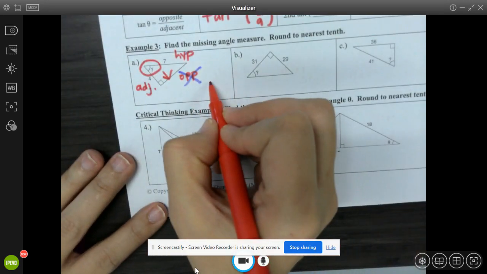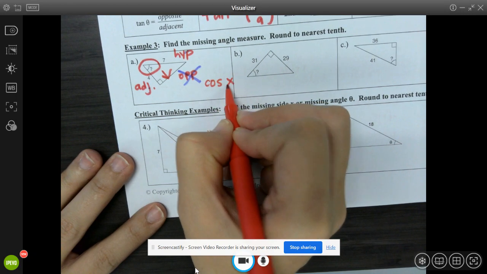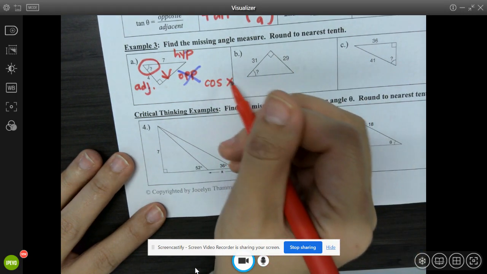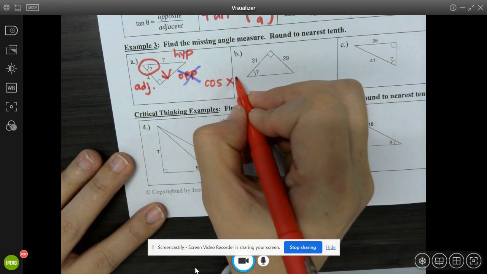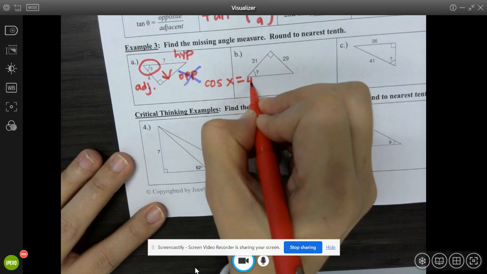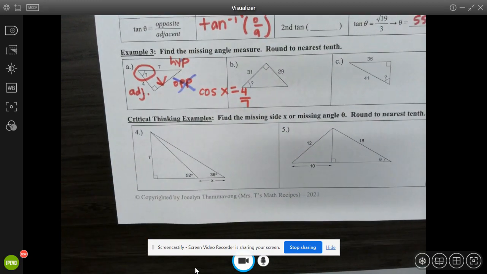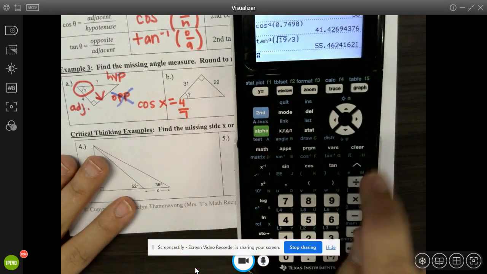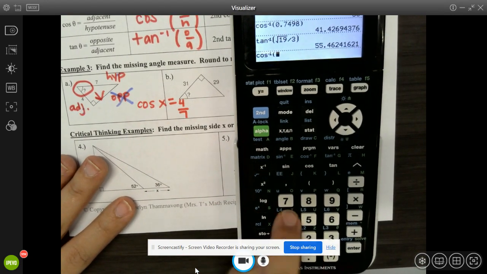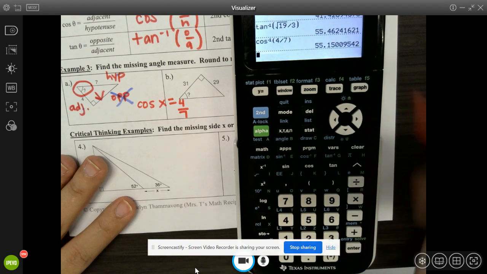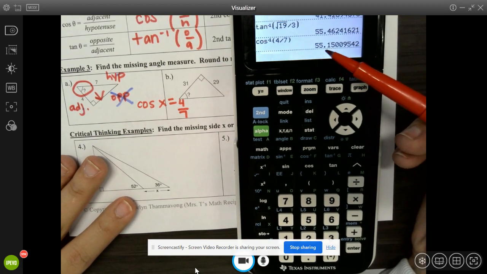So I'm going to set up cosine of x, because that's what I'm solving for. You could put theta here, you could put x. It equals adjacent over hypotenuse. So in the calculator, you're going to type second cosine 4/7, and that gives you the answer, 55.2.